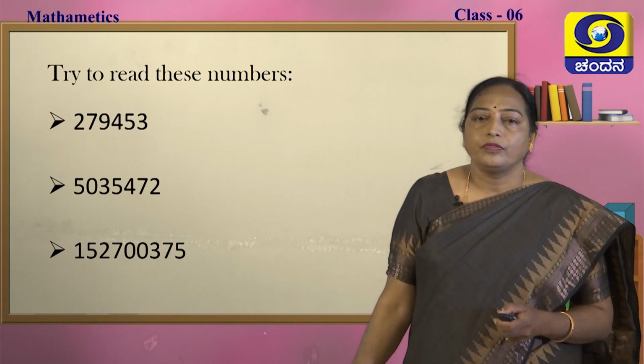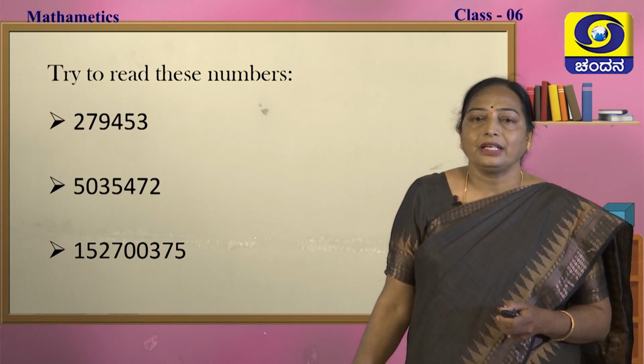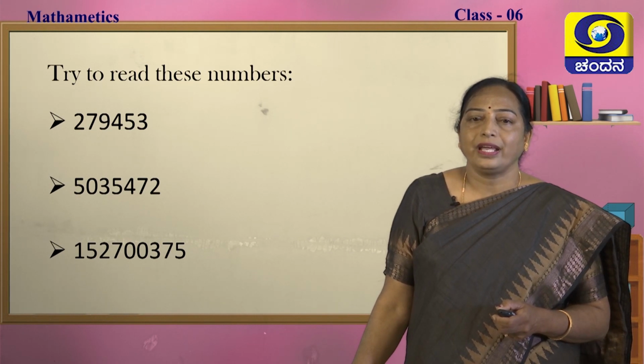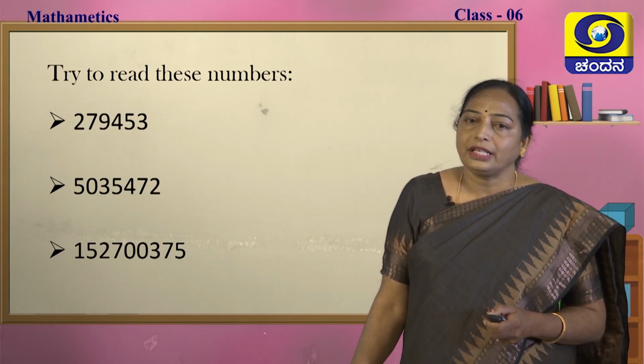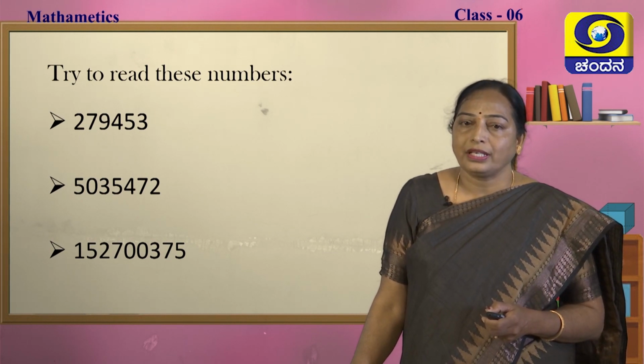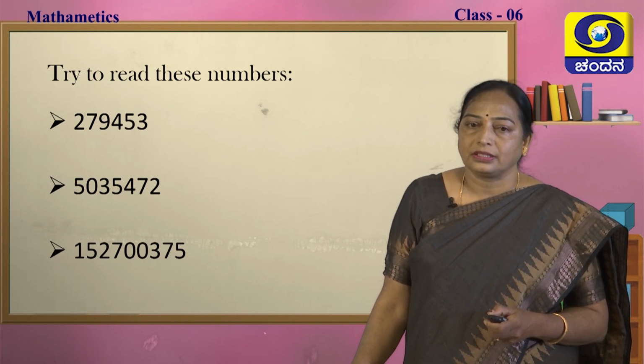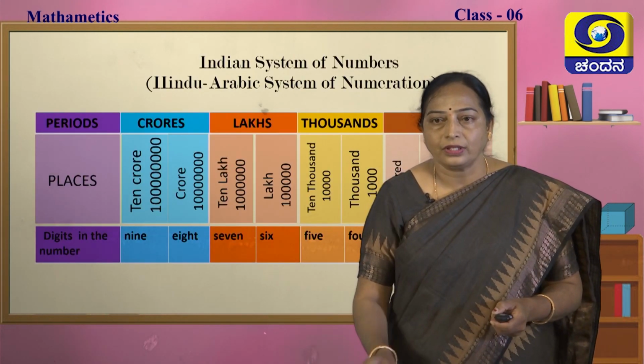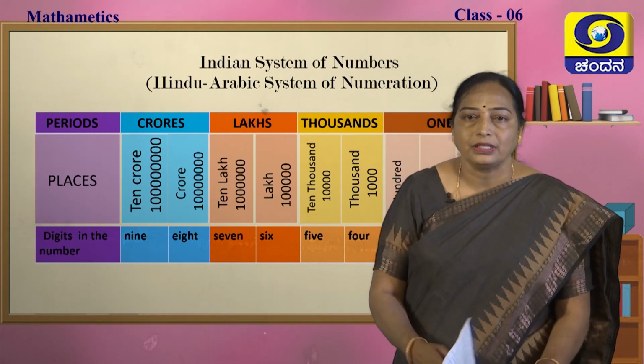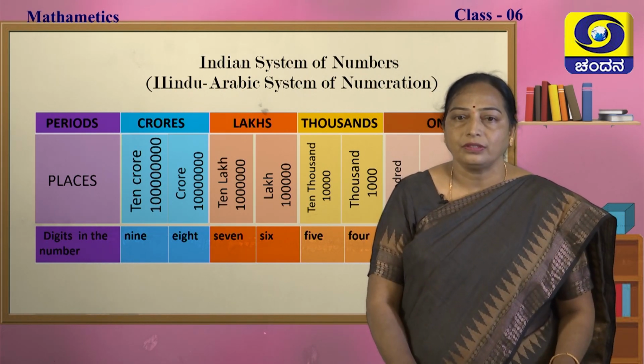50,35,472. 15 crore 27,375. Was it difficult to read? Yes, I think so. That's why we should learn the place value chart. It is easy to learn to read the numbers using the place value chart.